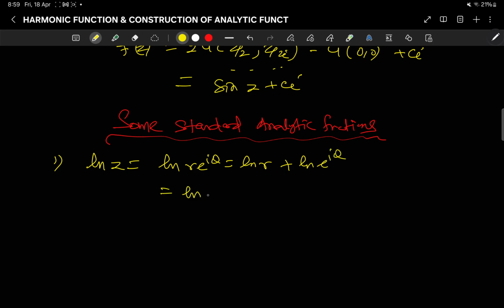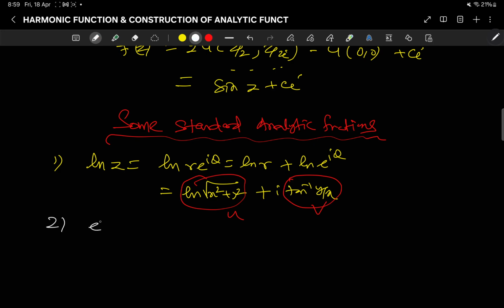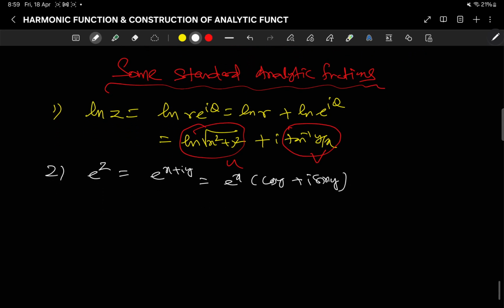So this is equal to ln r, that is ln of the modulus of z, which is the square root of x square plus y square, plus i tan inverse y by x. So if this is your u, then this has to be your v. Then coming to the next one, suppose e to the power z, it is e to the power x plus iy, is equal to e to the power x (cos y plus i sin y). Accordingly we will find u and v.